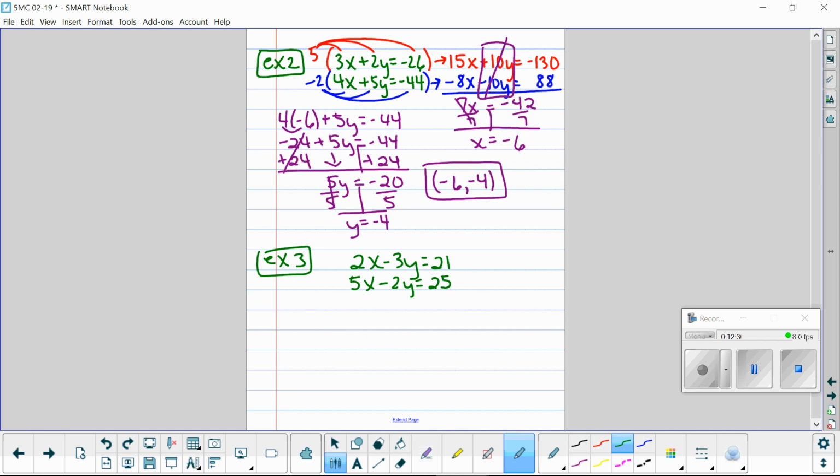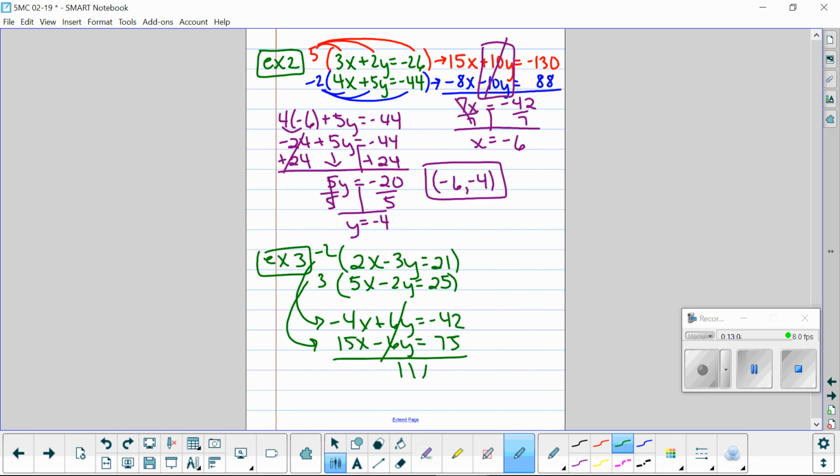So I'm going to go ahead and multiply the top equation by -2 and the bottom equation by 3. So that when I multiply that top equation by -2, I'm going to put it down here. That's going to give me -4x plus 6y equals -42. And then the second equation is 15x minus 6y equals 75. And then now when I combine these, I have my zero pair to cancel out.